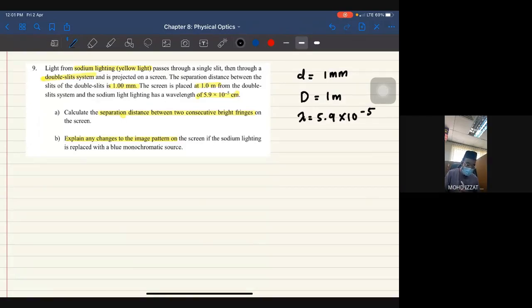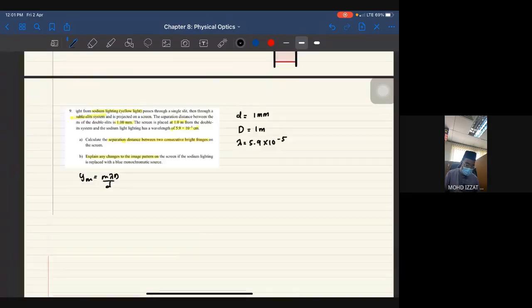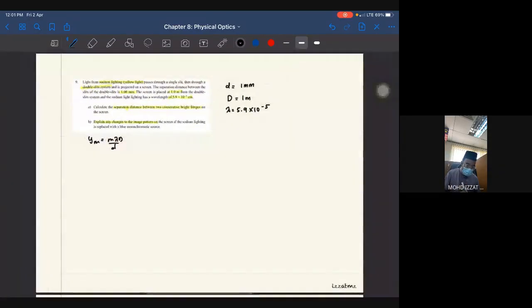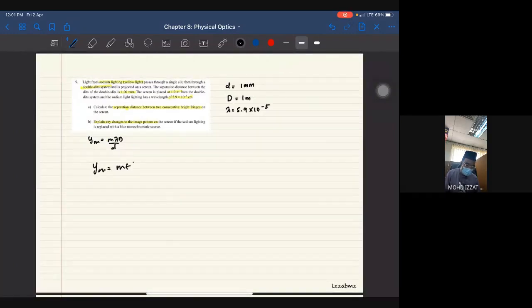So you have 3 formula for the double slit. You can use m lambda D over d, or you can use m plus half lambda D over d, or you can use delta y equals lambda D over d. So kamu nak pakai yang mana? Soalan ni nak apa? Calculate the separation distance between the two consecutive bright fringes. Faham tak soalan dia?